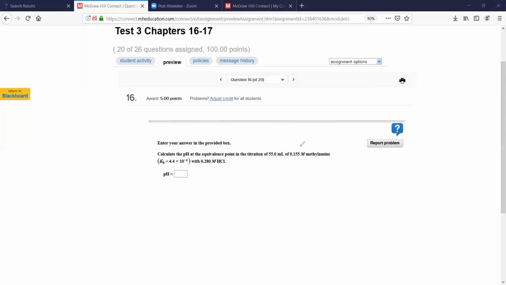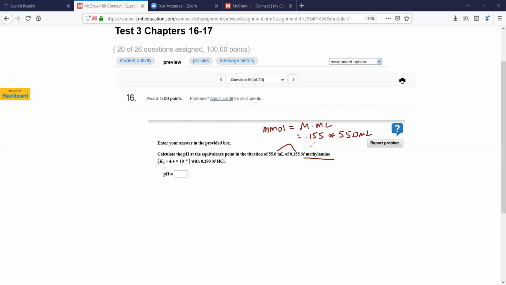So let's first of all find out how many millimoles we have of methylamine. Millimoles is equal to the molarity times the milliliters. So that would be 0.155 times 55 milliliters. I'm just going to round that to 8.5 for simplicity right now. So I have methylamine, and even if you don't know the formula for methylamine, you can still solve this problem.